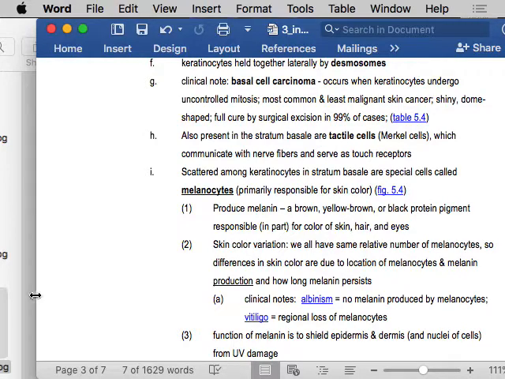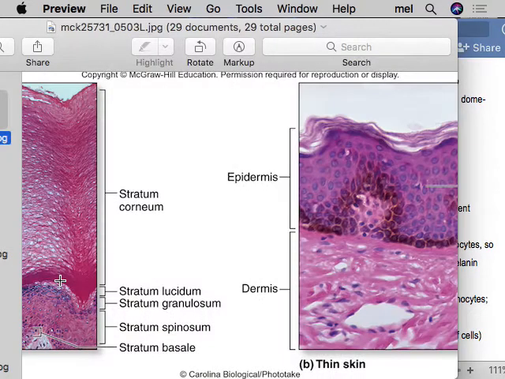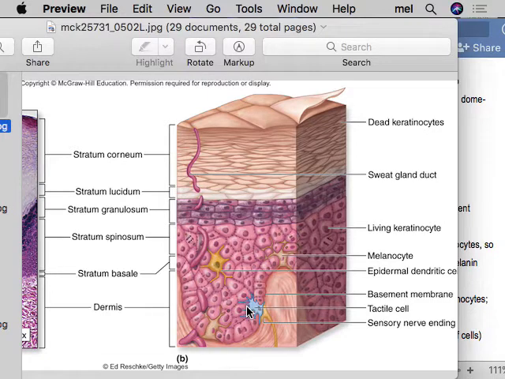Now, what else is down here besides the basal cells? There's 2 other kinds of cells that you're going to run into. There's one of them. This one is called a tactile cell or a Merkel cell, and this is your most superficial nerve ending. Do you see that it's actually attached to a nerve right here? Do you see that? So you have absolutely no sensation anywhere above that.